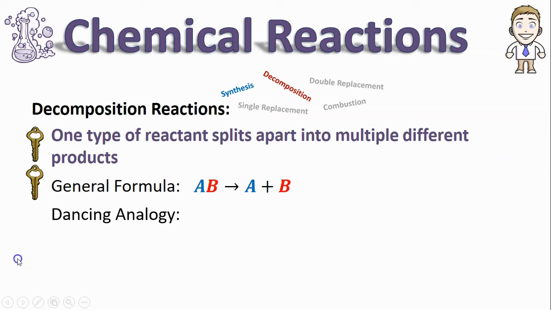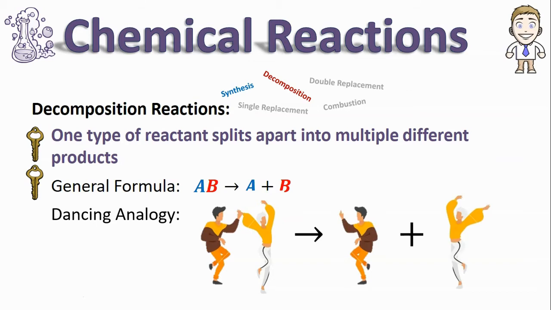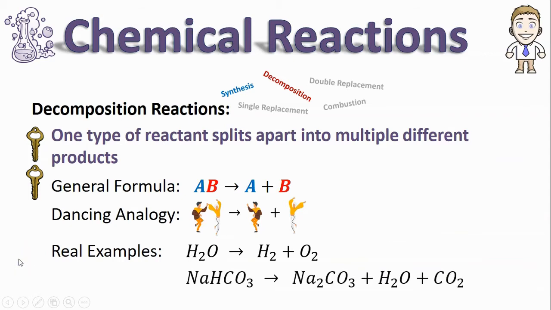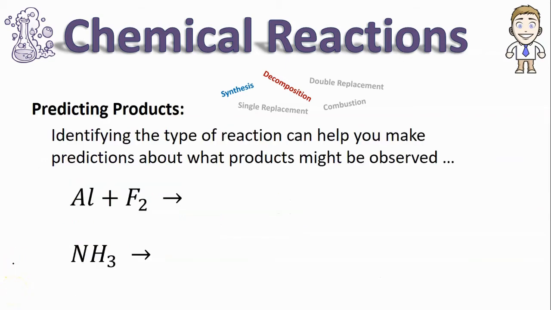Our dancing analogy in this case would be a set of dancers together, but then for some reason they split apart and are now dancing separately. Some real examples of this could be water splitting into H2 plus O2, or NaHCO3 splitting into 3 new product particles. Now let's apply these 2 reaction types to try and make some predictions about what products might be observed.